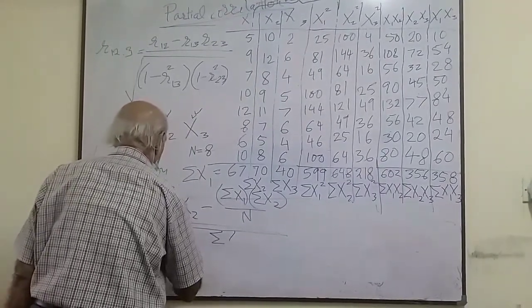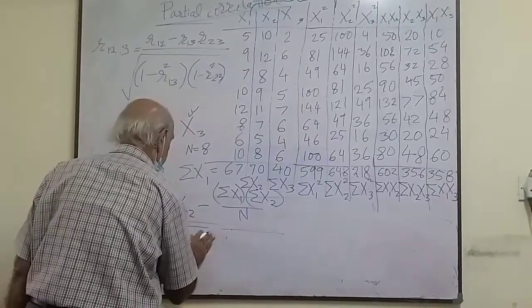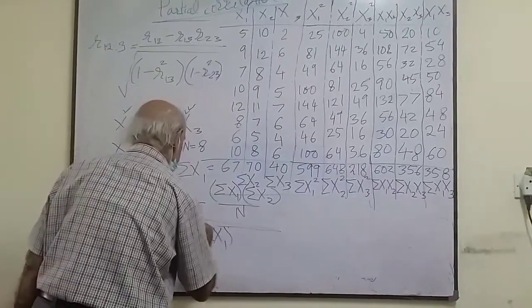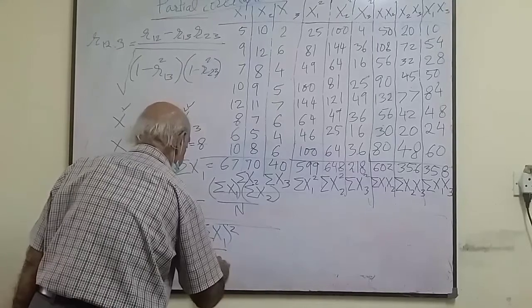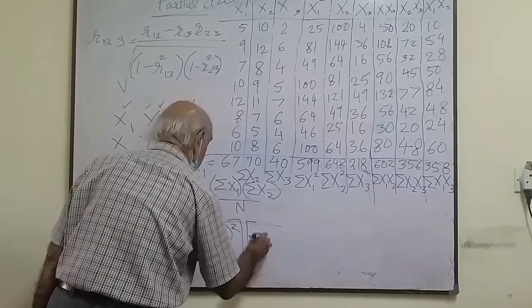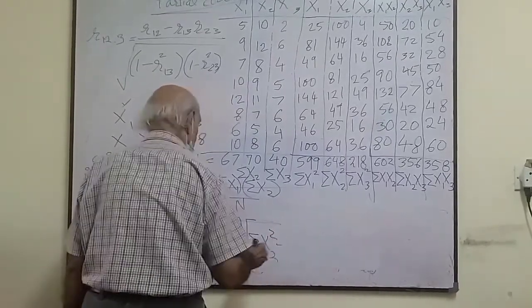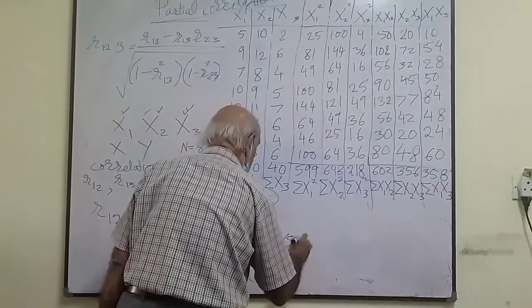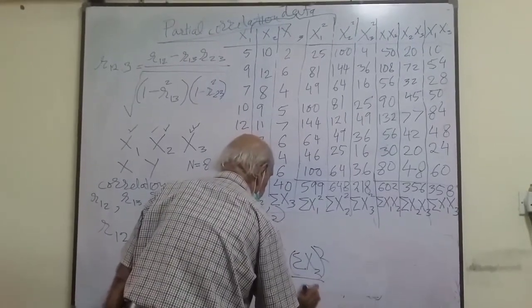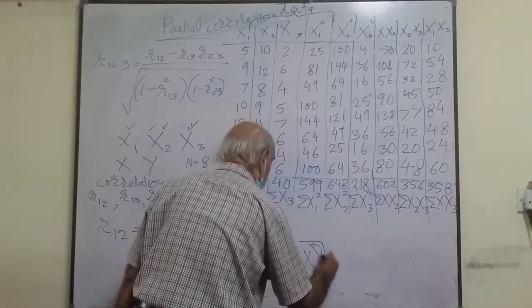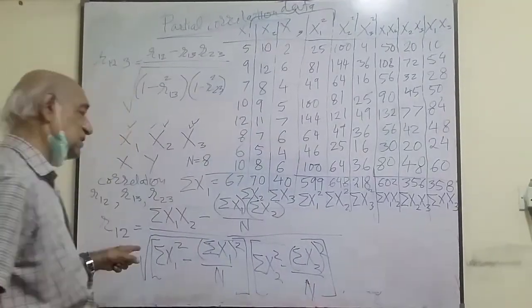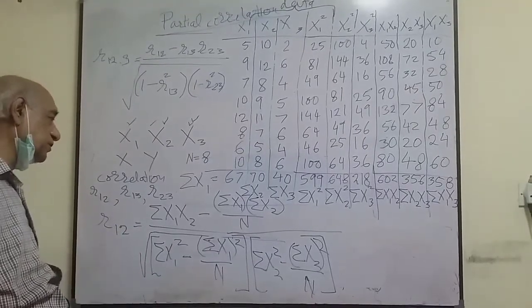sum x1 square minus sum x1 whole square divided by n, times sum x2 square minus sum x2 whole square divided by n, whole under square root.